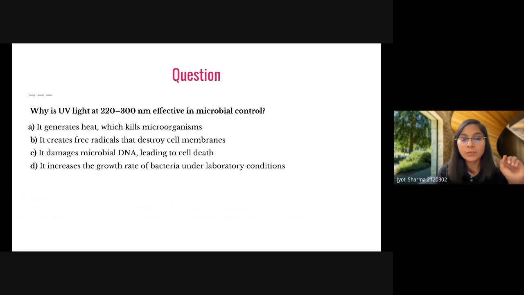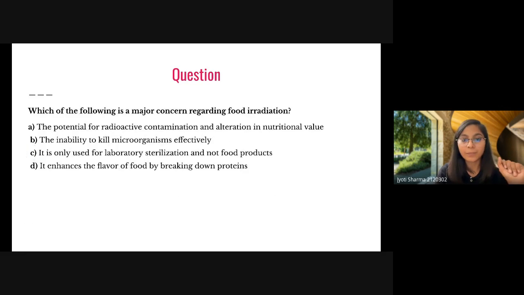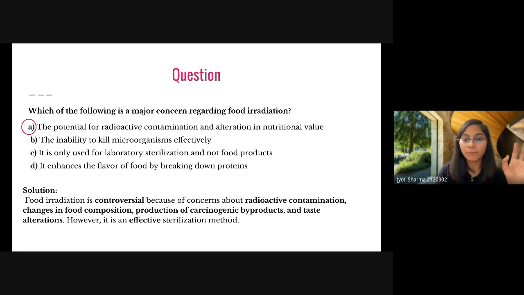Then if we are using UV light for microbial control, it will damage the DNA of the microbe, and that will lead to cell death. Then if we are using irradiation to remove microorganisms from food, the major concern is that it can give radioactive contamination, and it can also alter the nutritional value. So there is a mixed reaction on whether we should use irradiation methods to remove microbes from food or not.